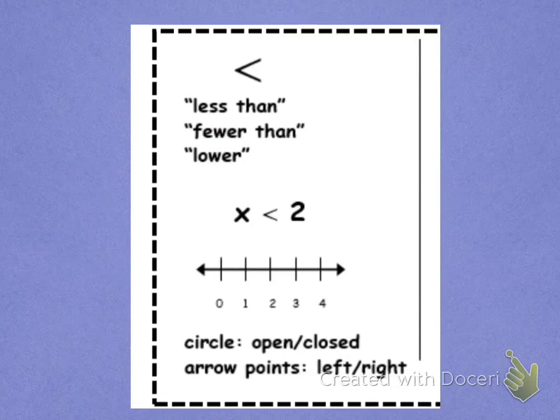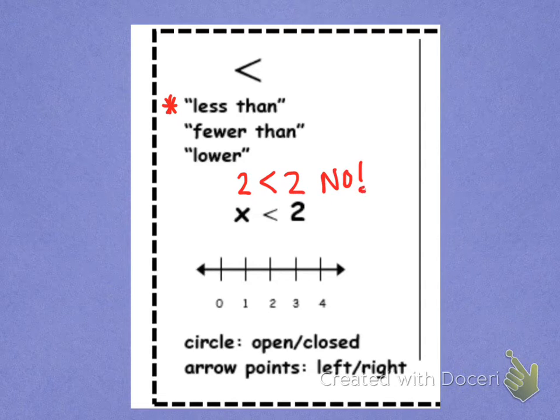So here we have our first inequality symbol, and it says less than, fewer than, or lower than. So this is our less than symbol. And these are some keywords that you would find in a word problem that lets you know that that's the inequality symbol that you would be using. So if we have x is less than 2, I'm going to plug 2 back in for x to show you that 2 is not less than 2.